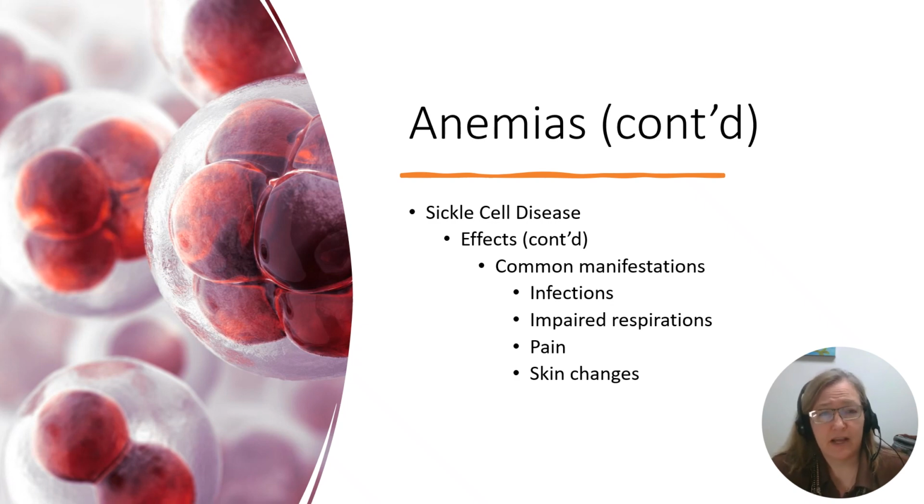You can also have clotting in the lungs, and that can cause impaired respiration. Also, any part of the body that has ischemia will be painful, and that causes shallow breathing. When you're in pain, you tend to shallow breathe, and that leads to respiratory infections. There can also be microclots in the skin, and that will manifest as skin changes. The skin can get dry, cold, and hard, and it can also have darkened areas where there's microclotting.